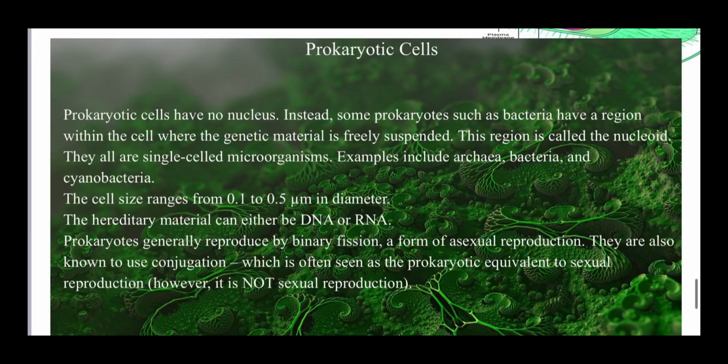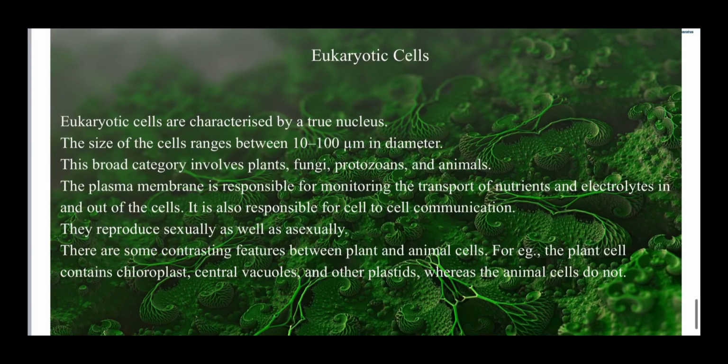Now, there are two types of cells: prokaryotic and eukaryotic. Prokaryotic means primitive: pro means primitive and karyon means nucleus, a Greek word. Certain archaea, bacteria, and cyanobacteria are prokaryotes. Eukaryotic cells have a true nucleus. They are well developed. We animals, plants, and humans are made of eukaryotic cells because everything is well defined.